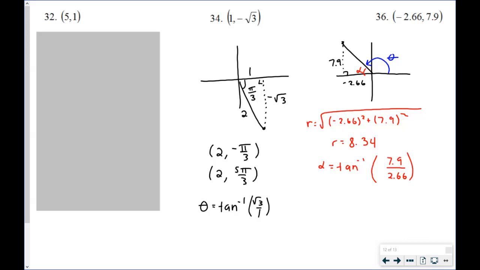All right, so in radians, alpha is 1.246. But we are actually solving for theta because we need theta for our ordered pair. Theta is equal to 180 degrees or pi minus alpha, which is 1.90. All right. So this ordered pair here is going to be 8.34, comma 1.90.